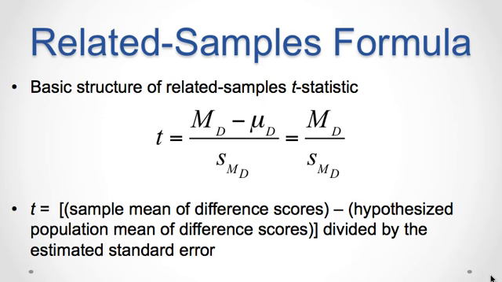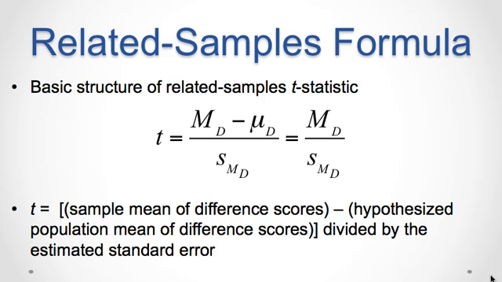Step 3. Calculate related samples t statistic. Here is the formula for related samples. This should also look somewhat familiar, as it resembles the one sample t statistic formula. The related samples t statistic formula is structured as follows. Sample mean of difference scores minus hypothesized population mean of difference scores divided by estimated standard error.